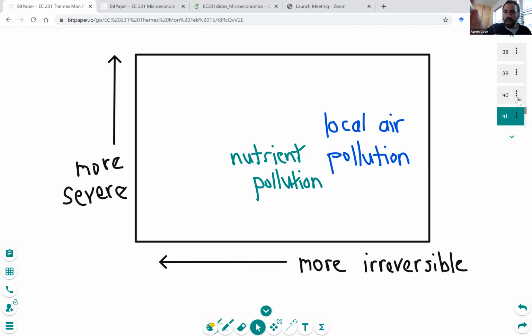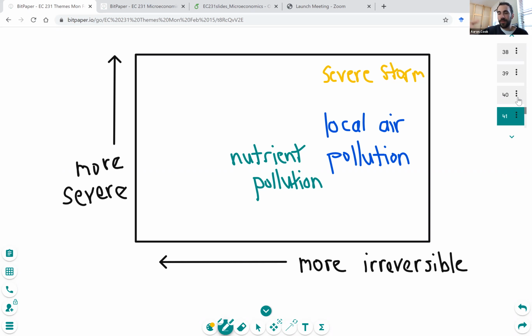An example of something that might be not reversible but very severe. It's not exactly a kind of pollution, and I don't know if there's actually a specific kind of environmental issue that falls in this upper right category, but the best thing I can think of would be something like a really severe storm, something like a hurricane or a tornado, which, if we were directly responsible for causing that particular storm, could be extremely severe.